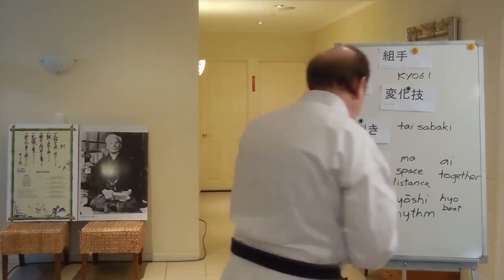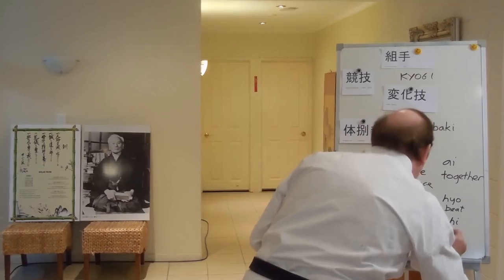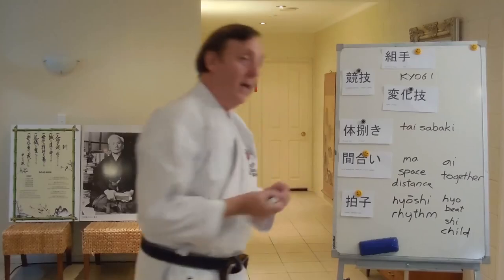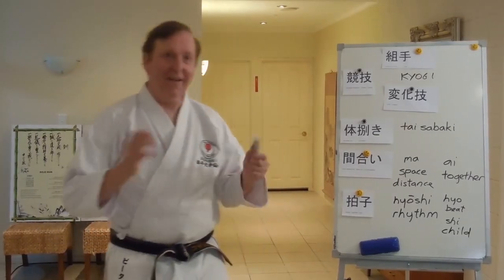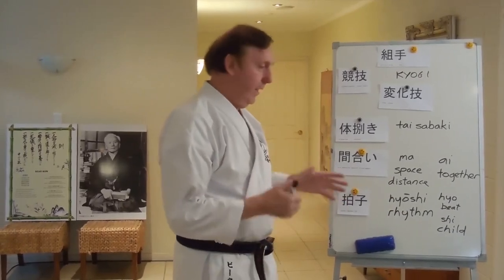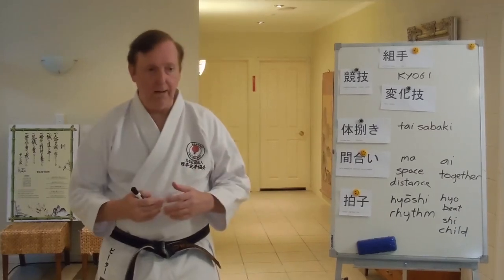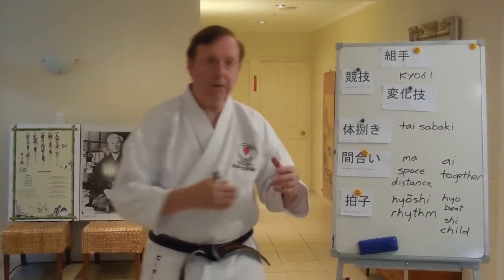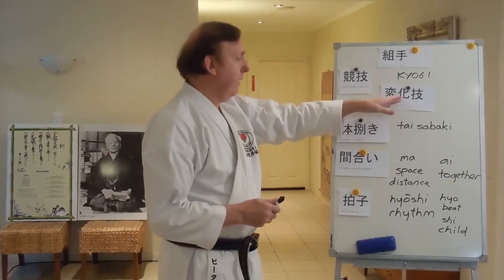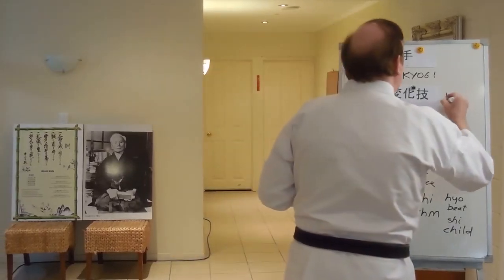And shi actually is just child. It actually comes from child. So maybe a kid playing on a drum would make a rhythm, or not, depending how good they are. So hyoshi is the idea of rhythm, perhaps going forward, coming back, going forward, going to the left, going to the right. How do you actually make the rhythm for your techniques? So these are all under the idea of henka. Okay, so this is the variations.